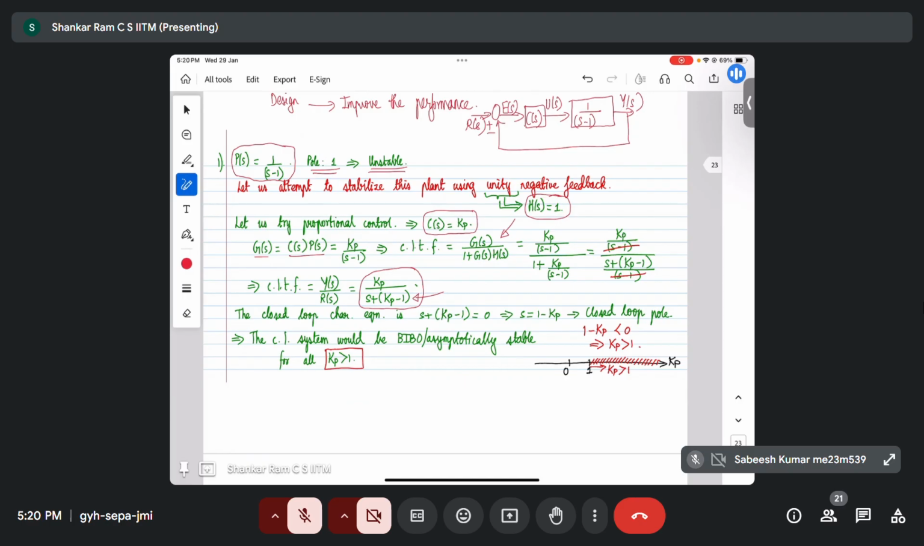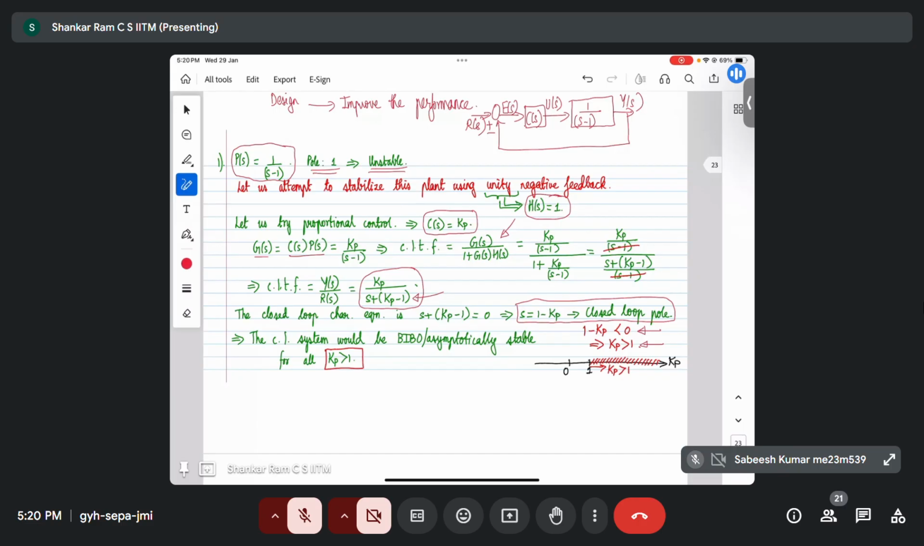Here this is a very simple example, so we can straight away solve for the closed loop pole. The closed loop pole becomes 1 minus Kp, right? For closed loop stability, what do we want? Because there's only one pole, we want that pole to be in the left half of the complex plane, on the negative real axis. So we want 1 minus Kp to be less than 0. That's when this closed loop pole will be negative. So if we process this, we have Kp greater than 1.